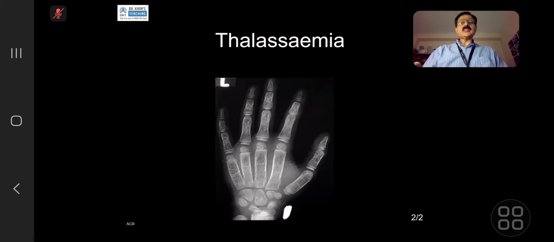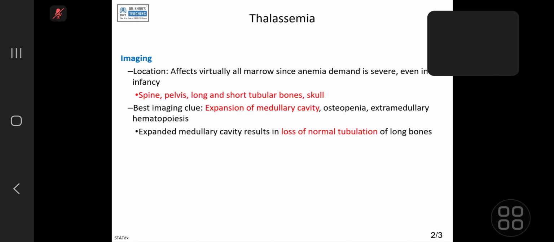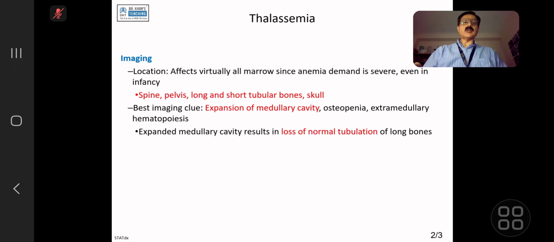Okay, so this is a case of thalassemia. In thalassemia, the physiology goes into overdrive and starts producing red blood cells everywhere. And these are children, so that is why every bone is more or less involved. If you remember your pathology, you can make your radiology.